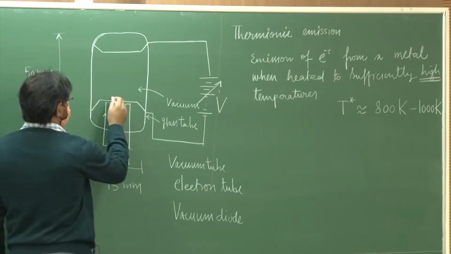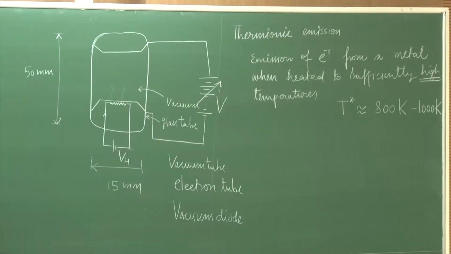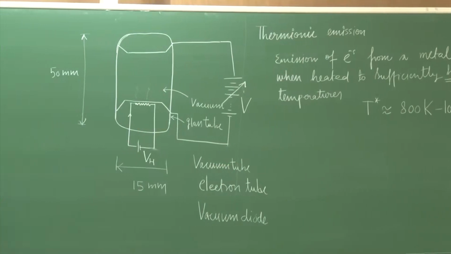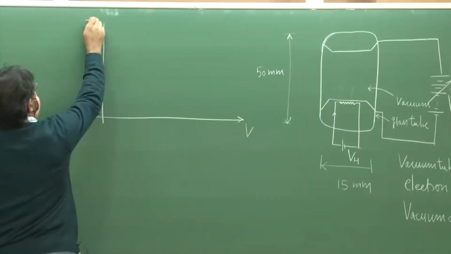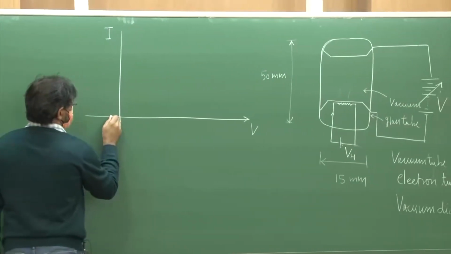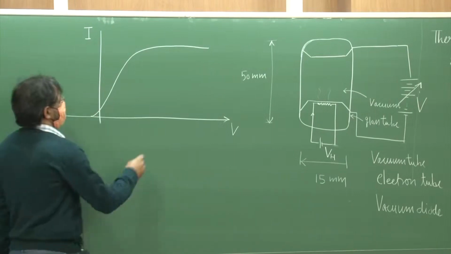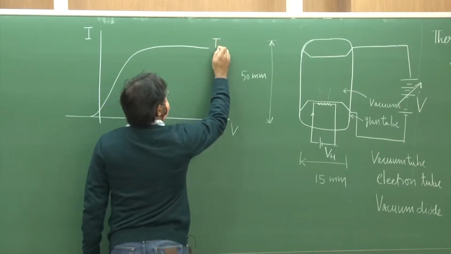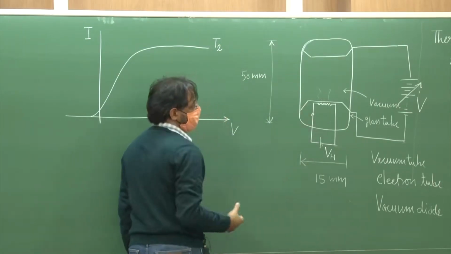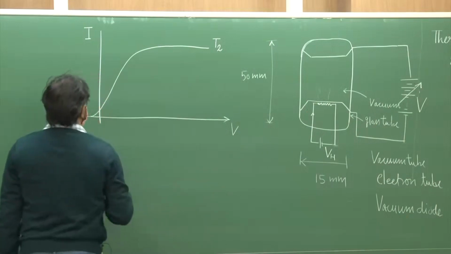When you heat the metal up, the electrons are emitted, and these electrons move towards the anode if a positive voltage is applied. So you can plot the IV characteristics of such a tube, and the IV characteristics typically look like this. This is saturation, and this experiment is, let's say, performed at some temperature T2. This is the temperature of the cathode, because you're heating the cathode so the electrons are emitted. If you lower or increase the temperature, this current is going to change.